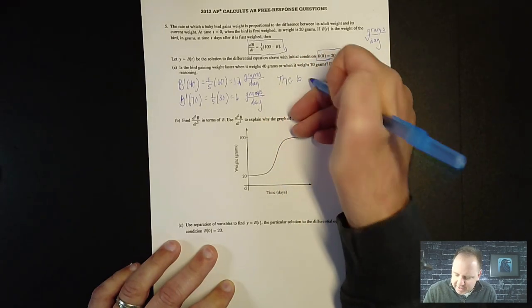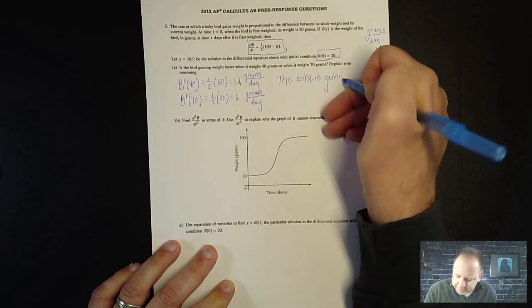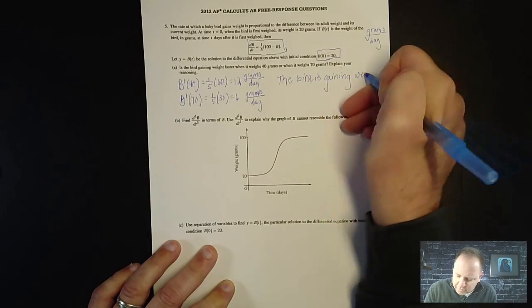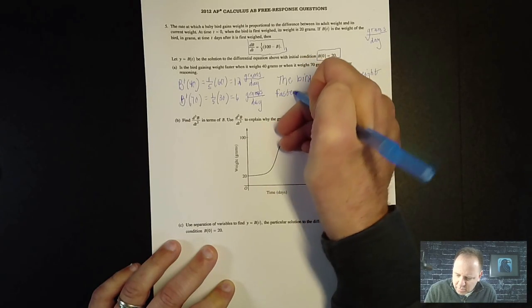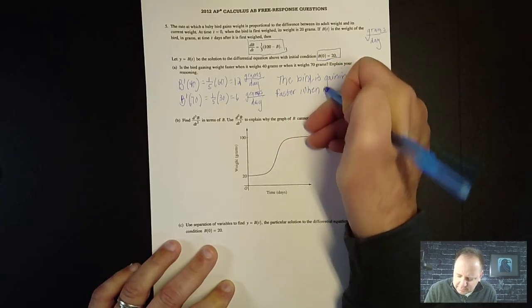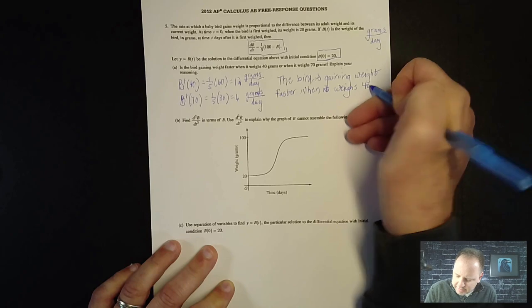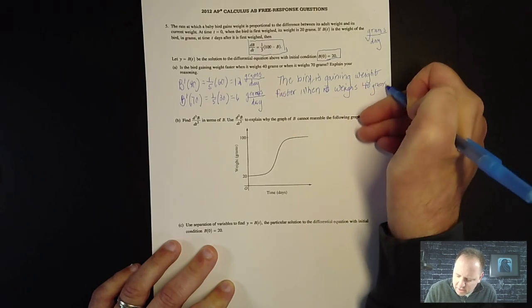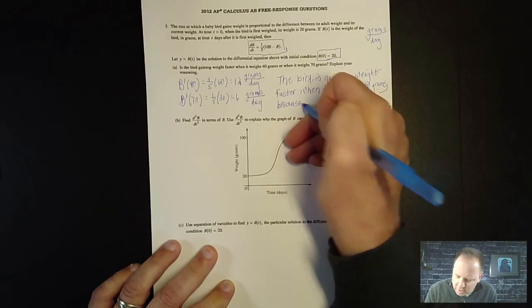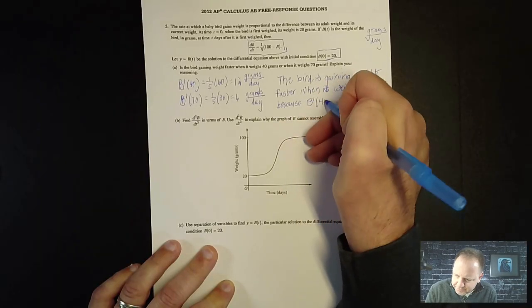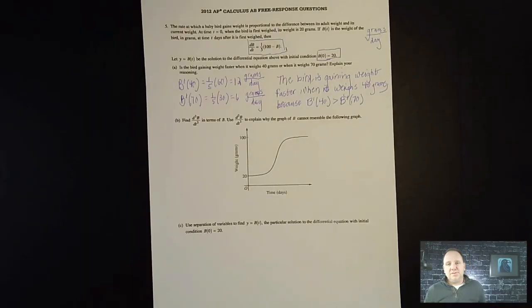The bird is gaining weight faster when it weighs 40 grams, just look at your units carefully, because B prime of 40 is greater than B prime of 70. Simple as that. Pretty straightforward.